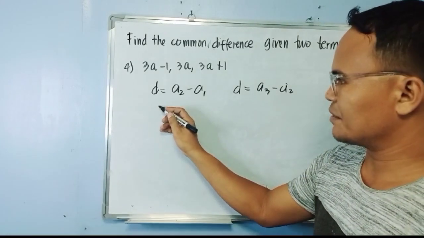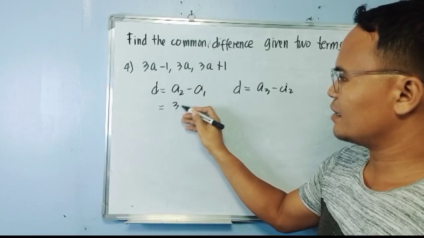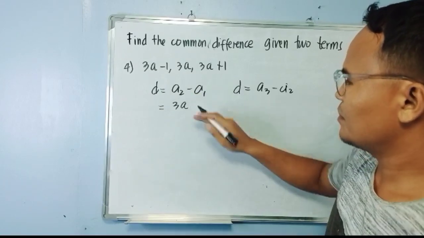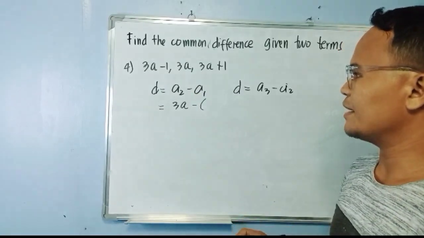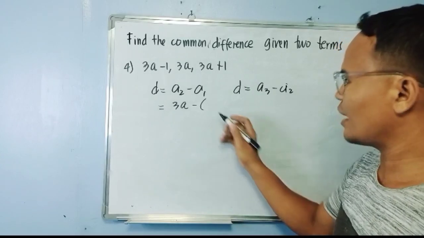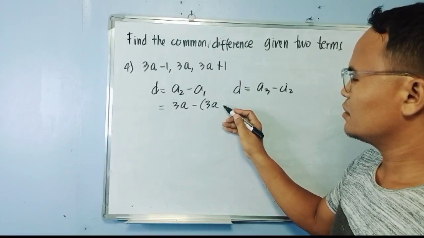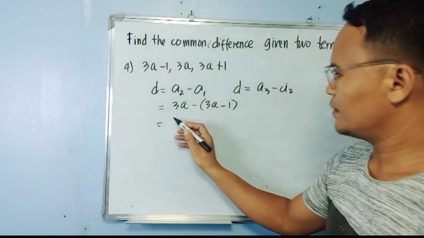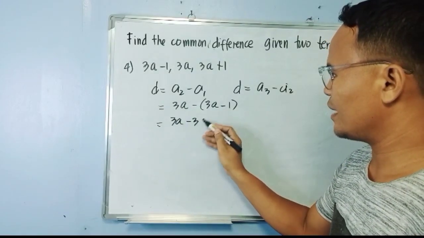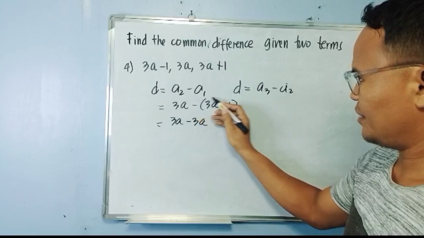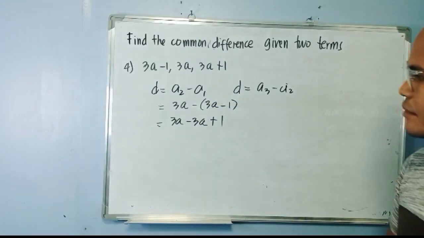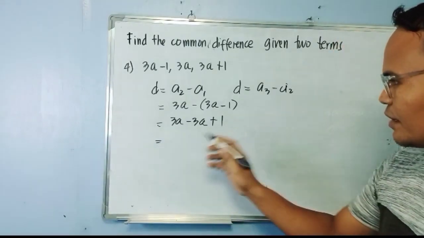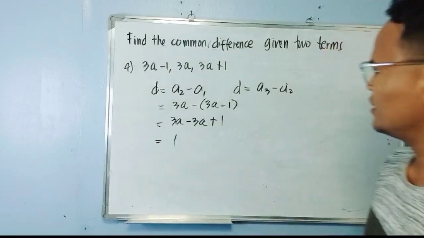Okay? Then let us substitute. A sub 2 is 3a, minus a sub 1, which is 3a minus 1. Then we have here 3a minus 3a. Distribute the sign, plus 1. Okay. Then we have here 3a minus 3a is 0. It's 1.